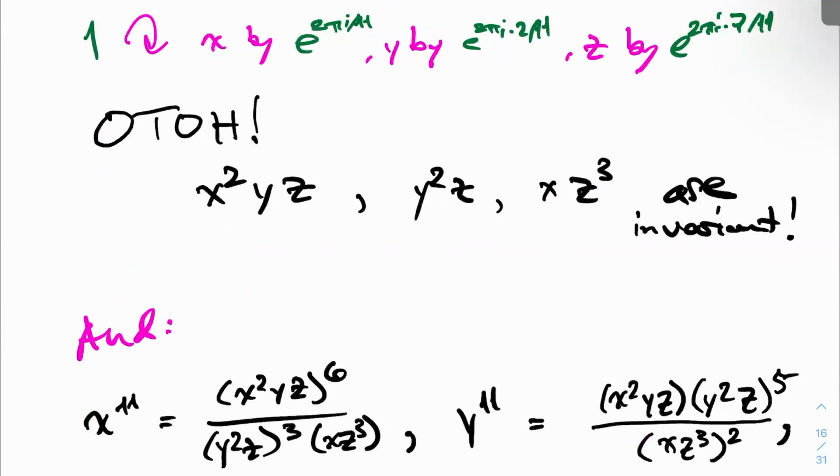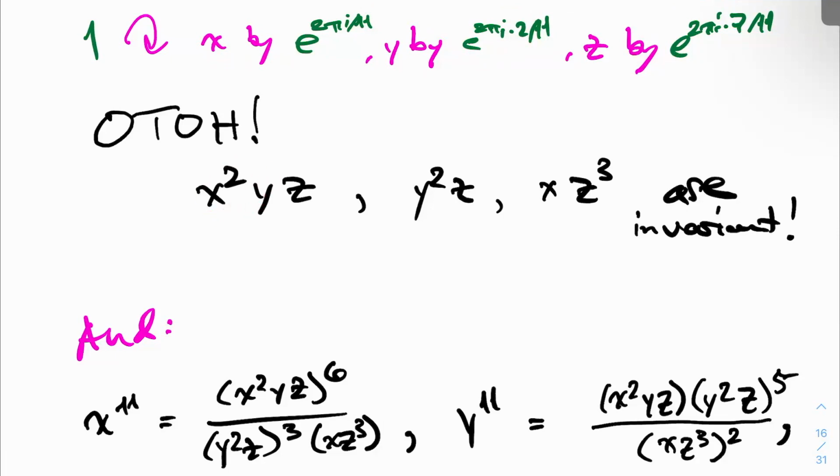On the other hand, if you allow yourself division in combining your generators of low degree to try to get the rest of them, then you can do it in much lower degree. So here I have taken three invariants, and I just want to point out why they're invariant, right? Because x is acted on by just the primitive 11th root. This y is being acted on by the square, z is being acted on by the 7th power.